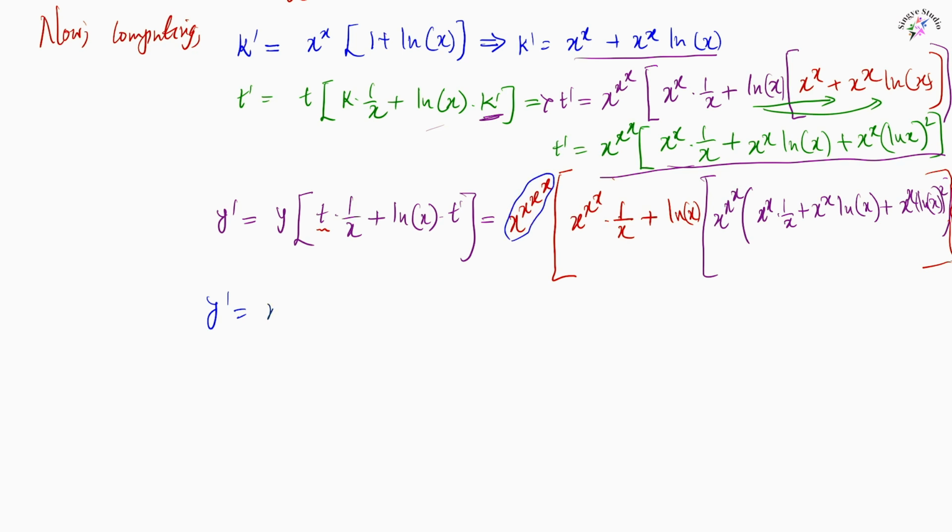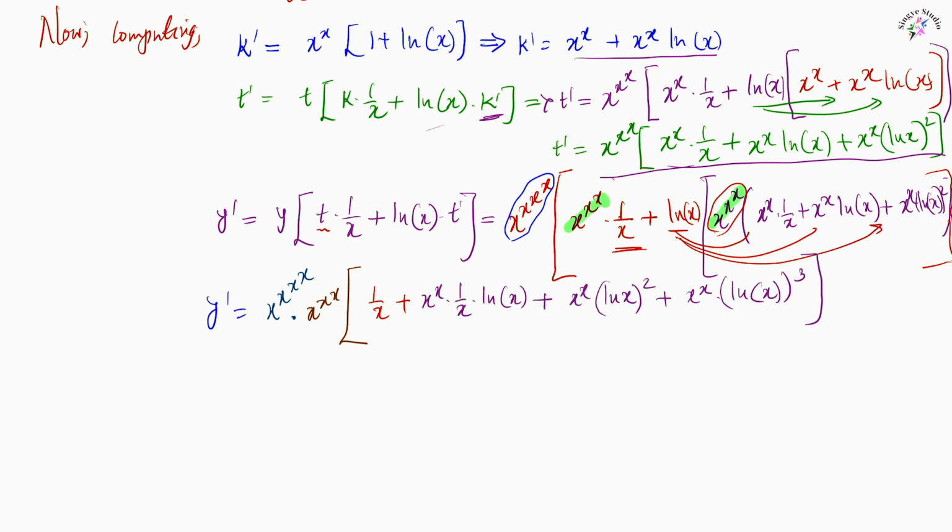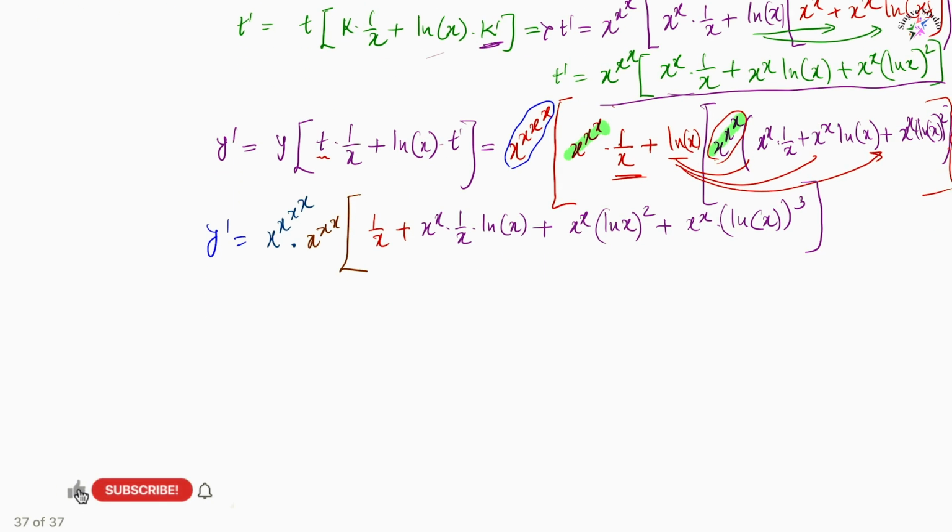We'll get x raised to x raised to x raised to x, and we also observe that this x raised to x raised to x is multiplying to all the terms, so we can factor this out, times x raised to x raised to x. Now what is left inside? We are left with 1 over x plus, here this term is factored out and this term we have to distribute to all the terms, right? So this is the simplified version.